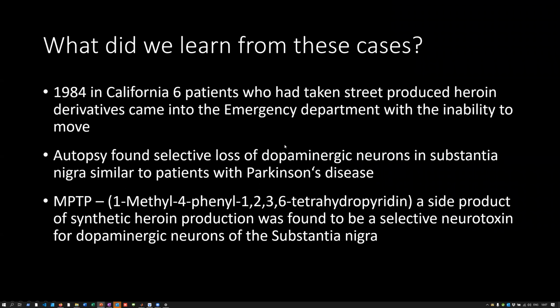And so we learned that there is a component called MPTP, 1-methyl-4-phenyl-1,2,3,6-tetrahydropyridine, a side product of synthetic heroin production that is a selective neurotoxin for dopaminergic neurons of the substantia nigra. So while this was a tragic case series and a loss for these users, and these users had severe side effects from the drug that they used, it also gained a very unique insight into a neurotoxin that is selective for a certain group of neurons in the brain.